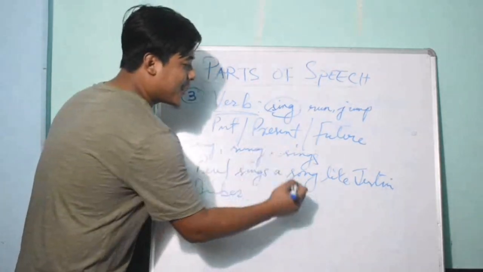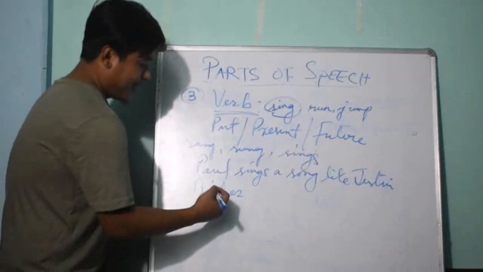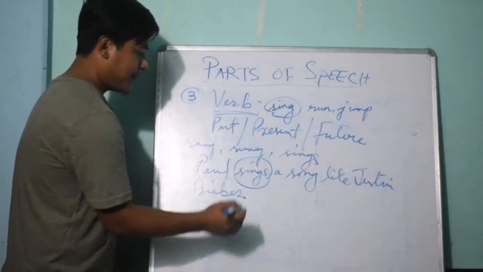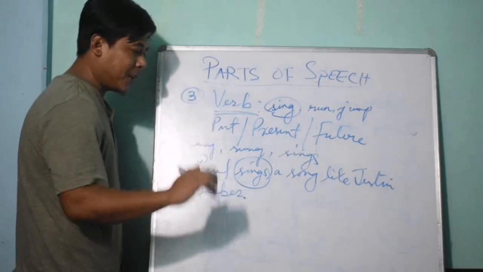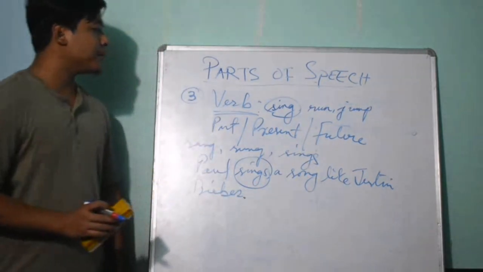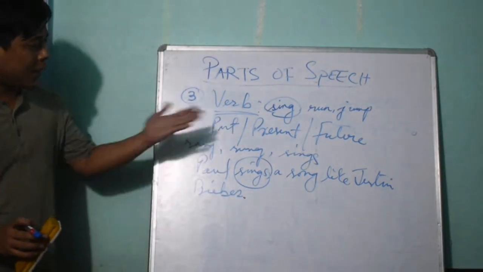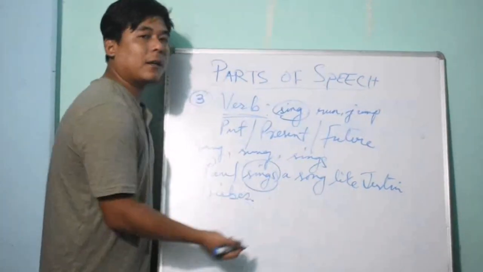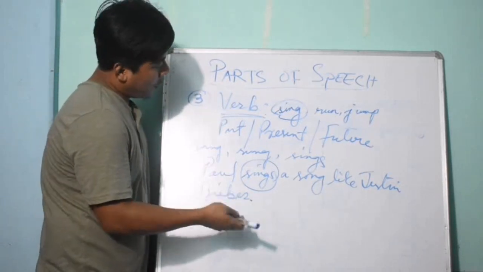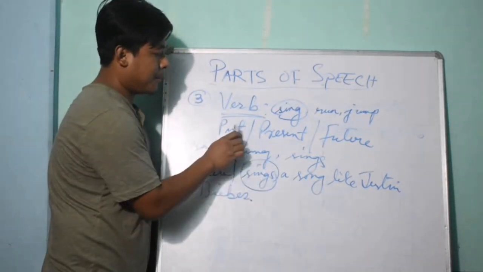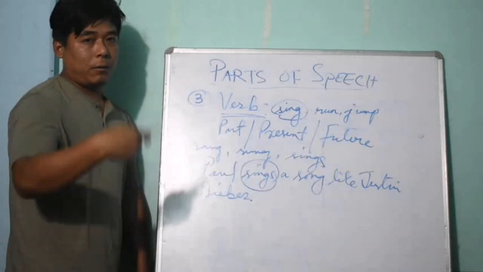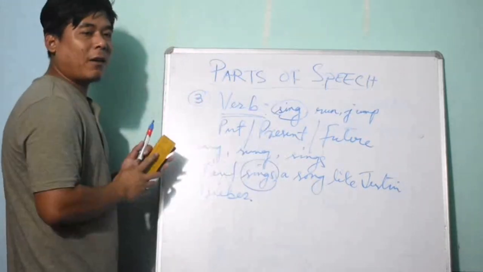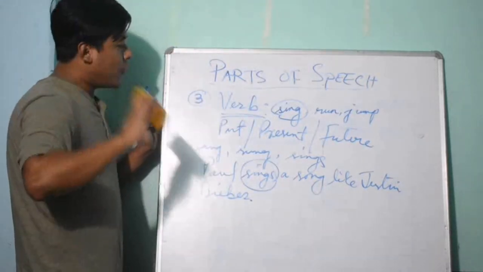So Paul sings a song like Justin Bieber. So the word sings here is verb, but he never sings. I have never heard him sing a song. Alright, and the usage of the verb, like I have mentioned earlier, keeps on changing because of these tenses, past, present and future. We are going to learn. We are not going to leave this thing. This is going to be very, very important. Okay, let's move on to the fourth one.